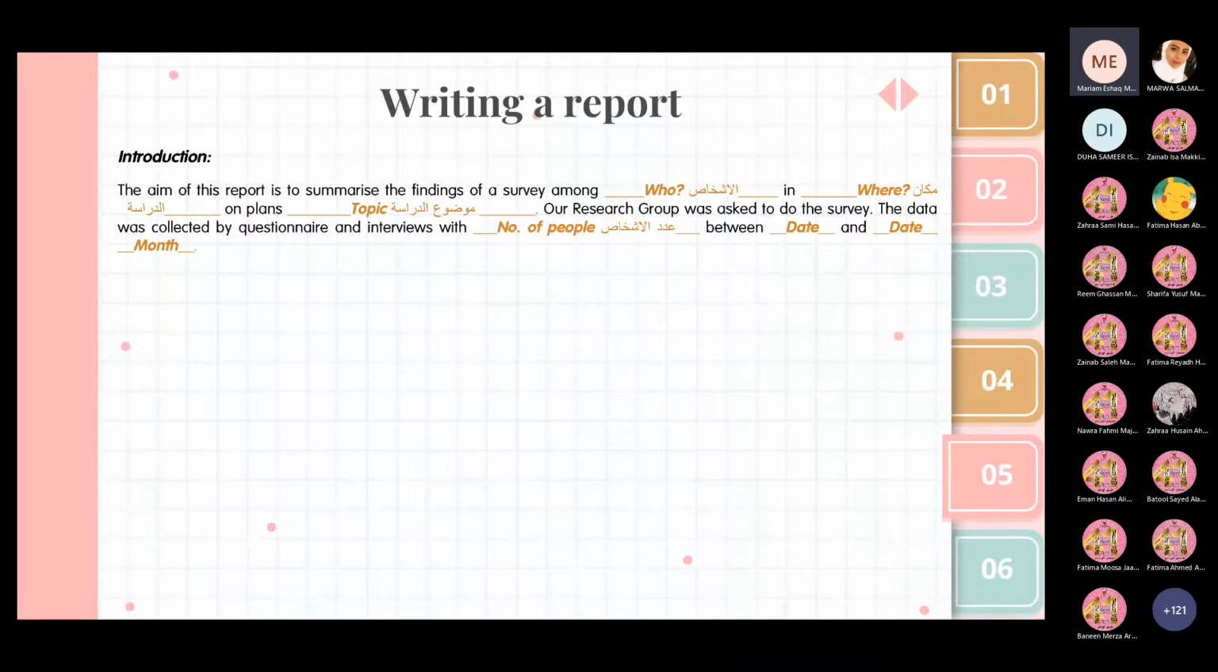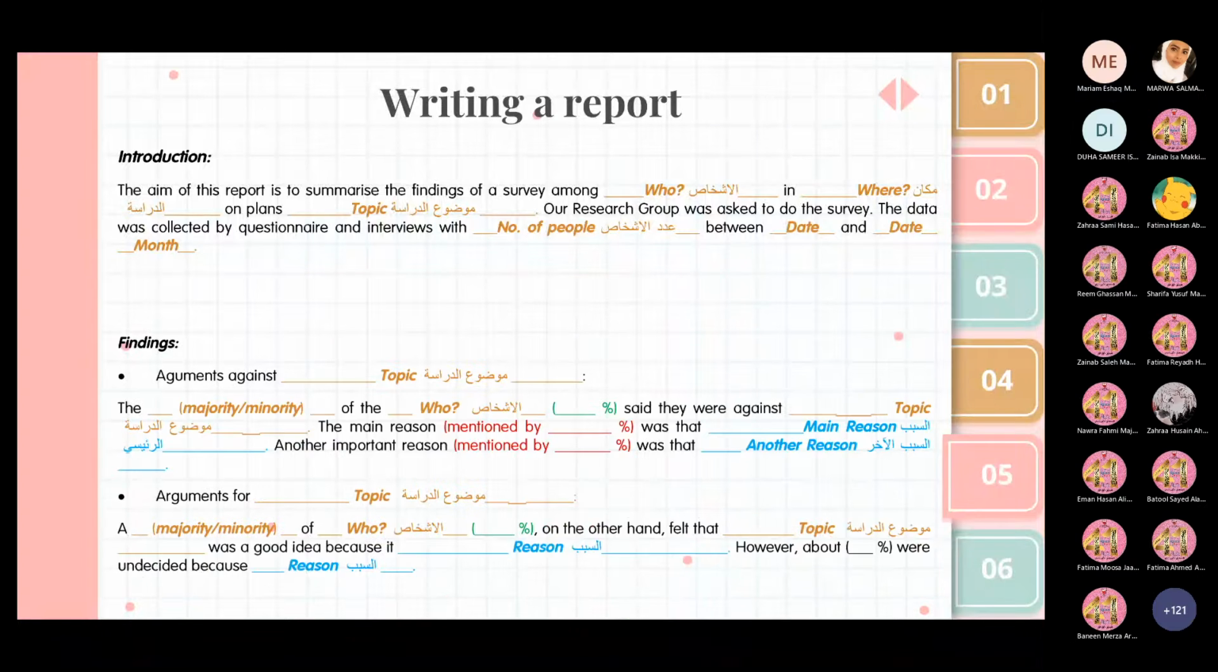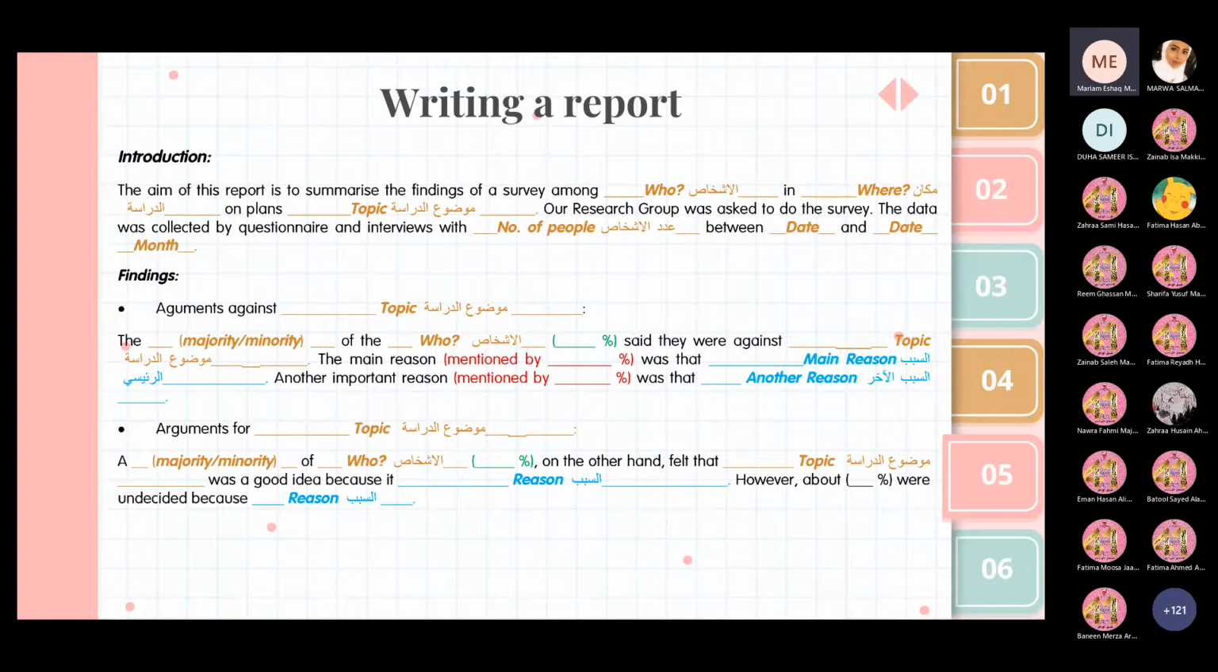When you're writing the dates, make sure you write the numbers first, like the third and 7th, and then you're going to write the month. So 3rd and 7th March. That's how you write it. Moving on to the next part, which is the findings.